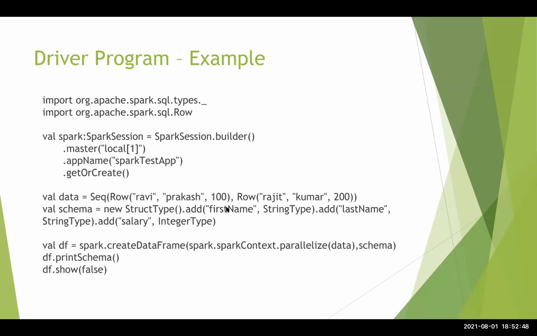But here I'm saying that this StructType has 3 columns. The first column is called first name, and it is of string type. The second column is called last name, which is also string type. The third column is salary, which is integer type. So first name, last name, and salary. And then I create a data frame from this. Because I have this data, I parallelize the data and I pass the schema. That's how I create the data frame.